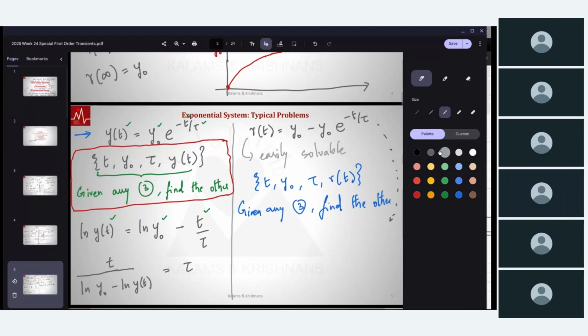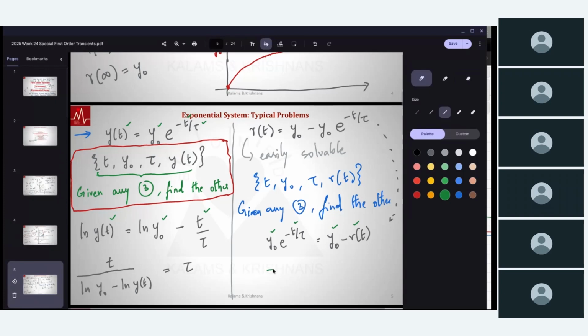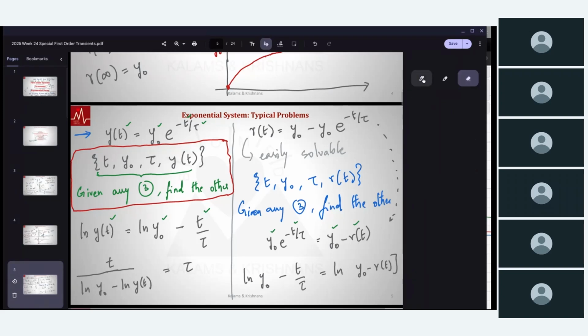If you rewrite this, y naught e power minus t by tau happens to be y naught minus r of t. This is a value, this is a value, this is a value. One of them perhaps is an unknown. Let's say tau is an unknown. If you take ln on both sides, you have ln y naught minus t by tau equals ln of y naught minus r of t. So given 3, you can find the other.